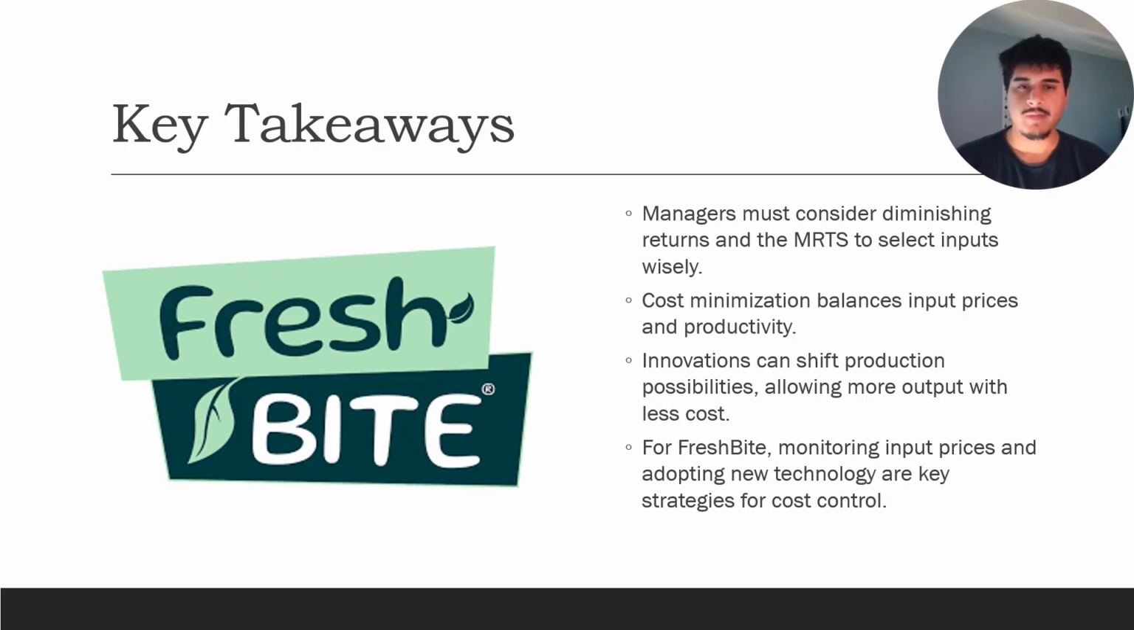In summary, managers must consider diminishing returns and the MRTS to select inputs wisely. Cost minimization balances input prices and productivity. Innovations can shift production possibilities, allowing more output with less cost. For FreshBite, monitoring input prices and adopting new technology are key strategies for cost control.